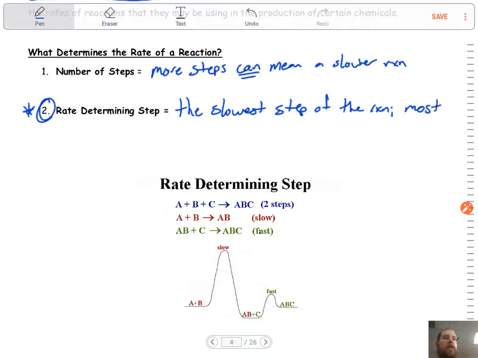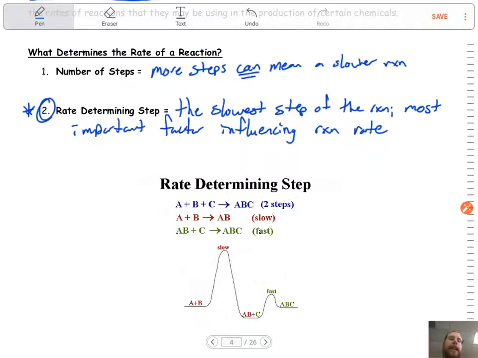All right. Most important factor influencing the reaction rate. Okay. So you're only as strong as your weakest link. That's kind of the idea here. You're only as fast as your slowest step.